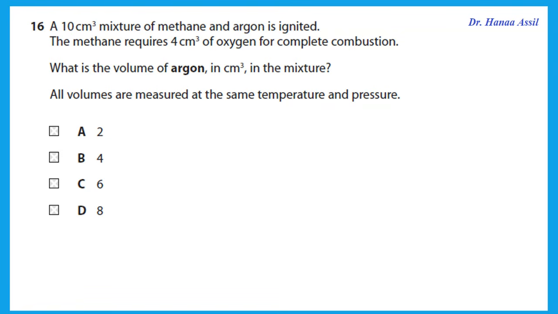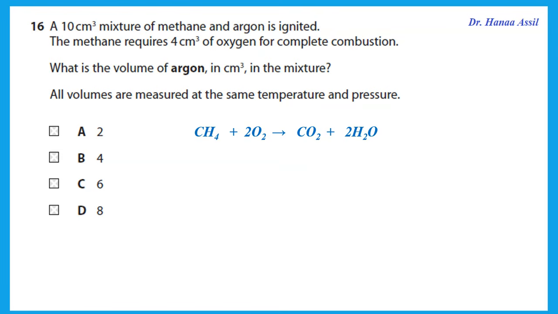A 10 centimeter cube mixture of methane and argon is ignited. The methane requires 4 centimeter cubed of oxygen for complete combustion. What is the volume of argon? So basically we have methane, we're burning it in oxygen. Of course, this is complete combustion, so this gives carbon dioxide plus water, and we should write the balanced equation. So this is the balanced equation.